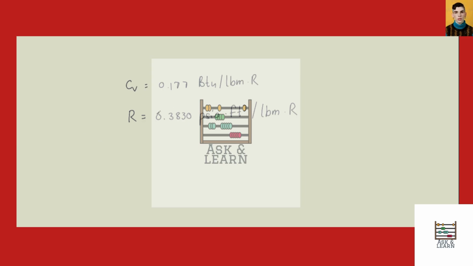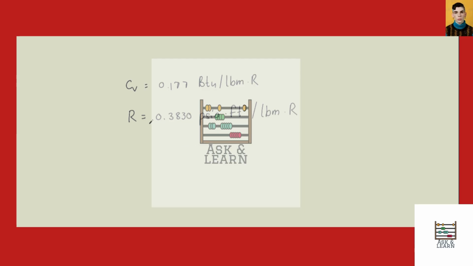Now, the specific heat for nitrogen at room temperature is 0.177 BTU per pound mass R. The gas constant R for nitrogen is 0.3830 psi foot cube per pound mass R.